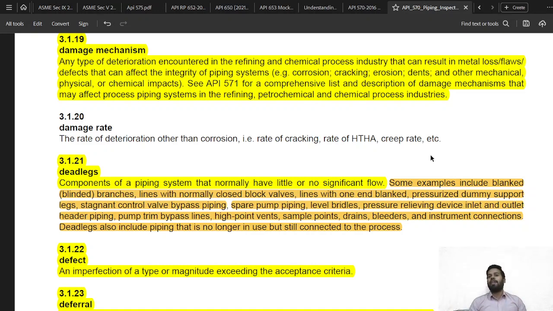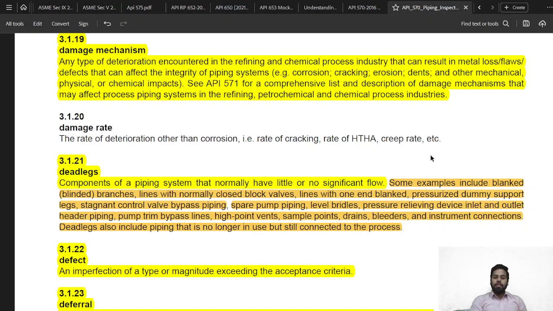All of the types of damage that are experienced by the fixed equipment in the refinery operation are listed down in API 571. So if we want to see any kind of damage mechanism, what are some factors associated with it, or how to mitigate it or how to inspect it, we'll generally have to refer to API 571, which is specifically for damage mechanism.